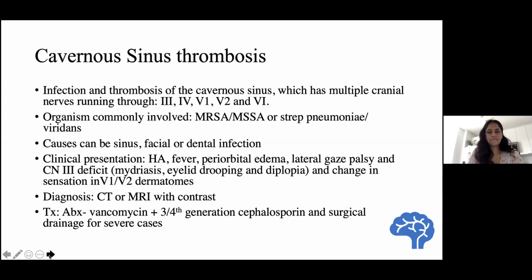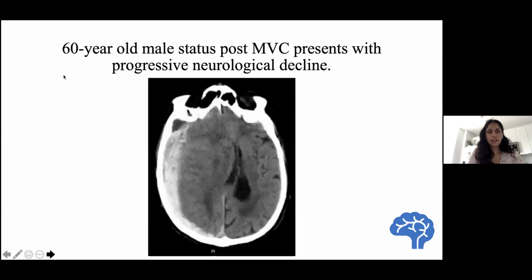Okay. So now you have a 60-year-old male, status post motor vehicle collision, presents with progressive neurological decline, and this is what the CT non-contrast looks like. What are you thinking?